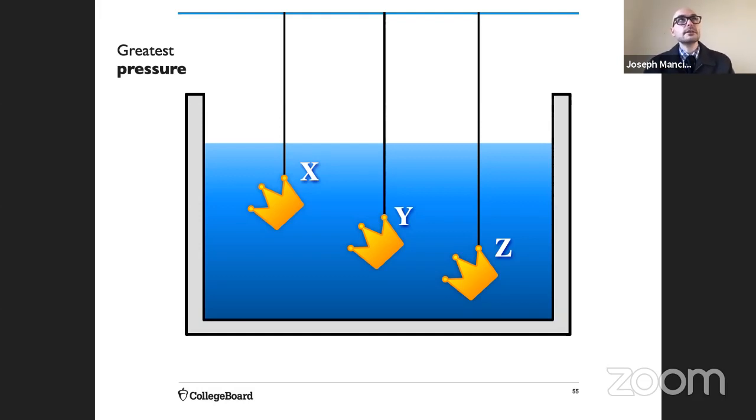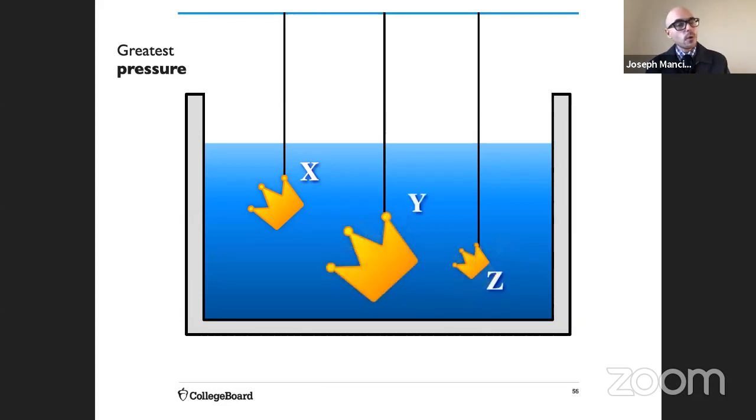Well, I know density affects pressure. I know gravity affects pressure. But the full relationship for pressure is gauge pressure is density times gravity times depth in the fluid. So crown Z, the one that is at the greatest depth in the fluid, is the one that experiences the most pressure.